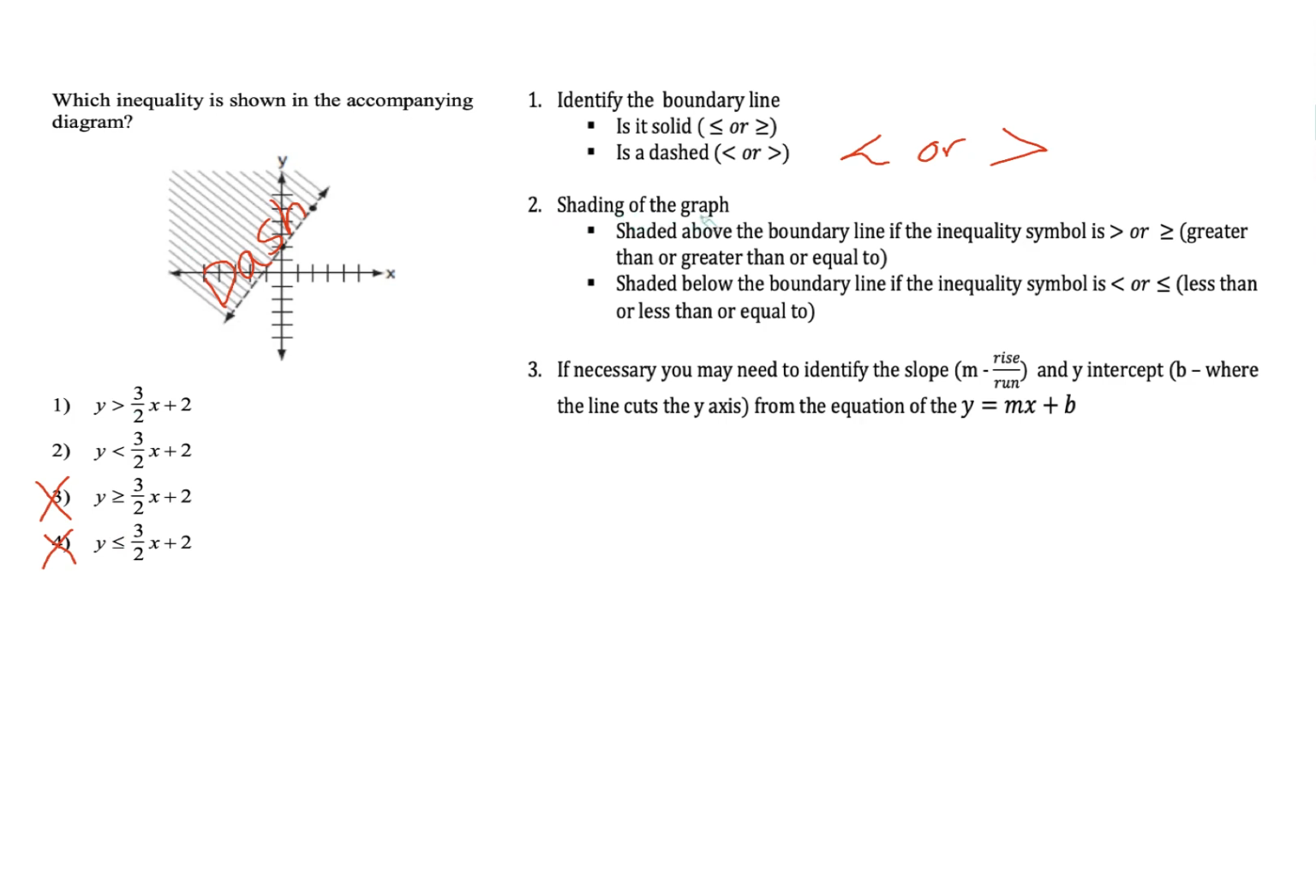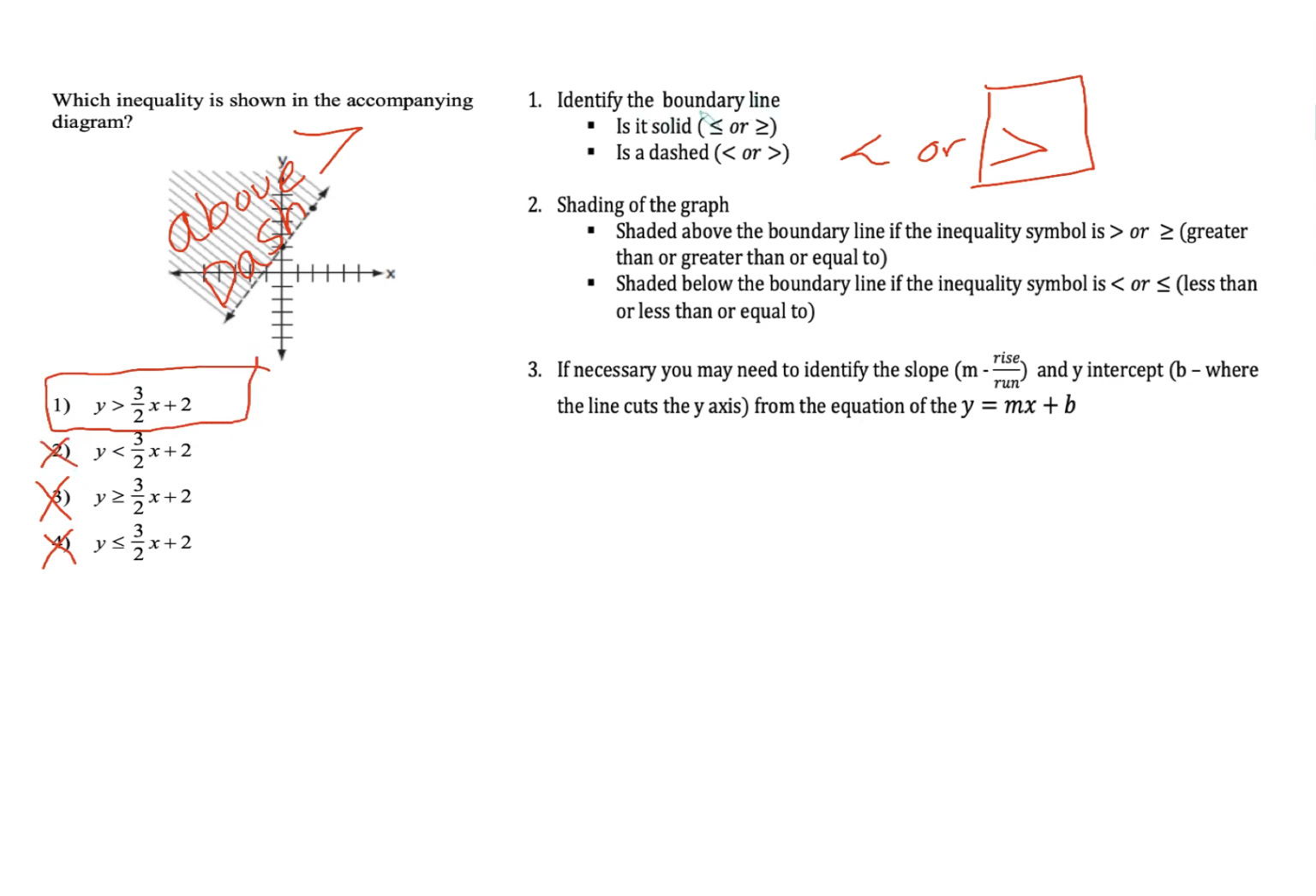I'm going to look at the shading of my graph. The shading is above, and if you're shaded above, it means that you are greater. So we're looking for a greater than inequality symbol. Therefore, my answer is number 1 because it says y is greater than 3 over 2x plus 2. So my answer is number 1.